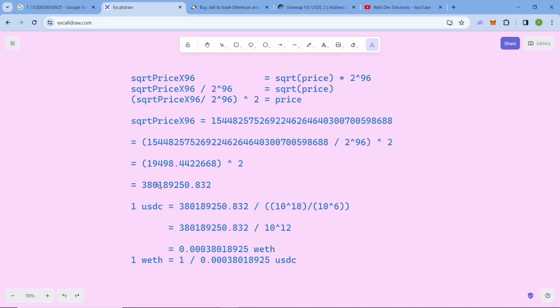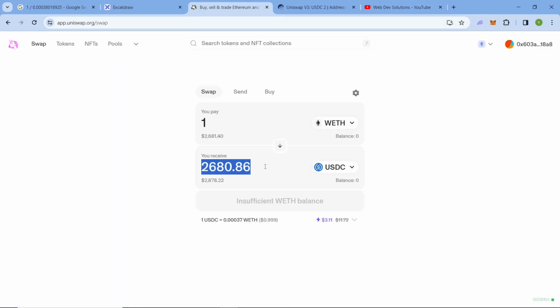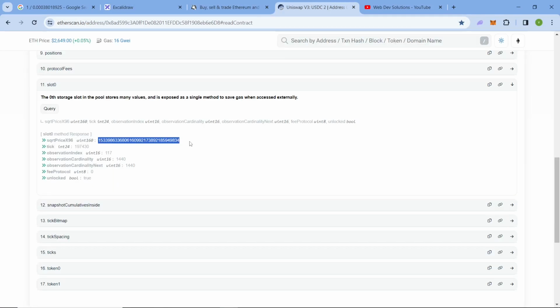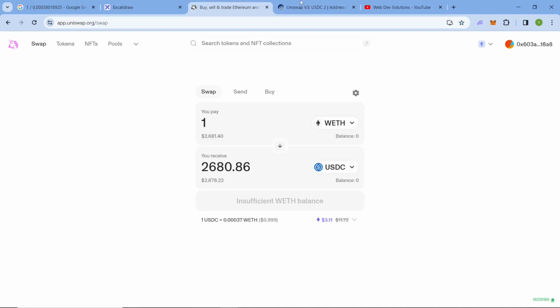So after that, what we were doing is we get the price over here. As you can see, this number which is showing over here is neither related to the UI nor to the contract over here. But how do we get that?